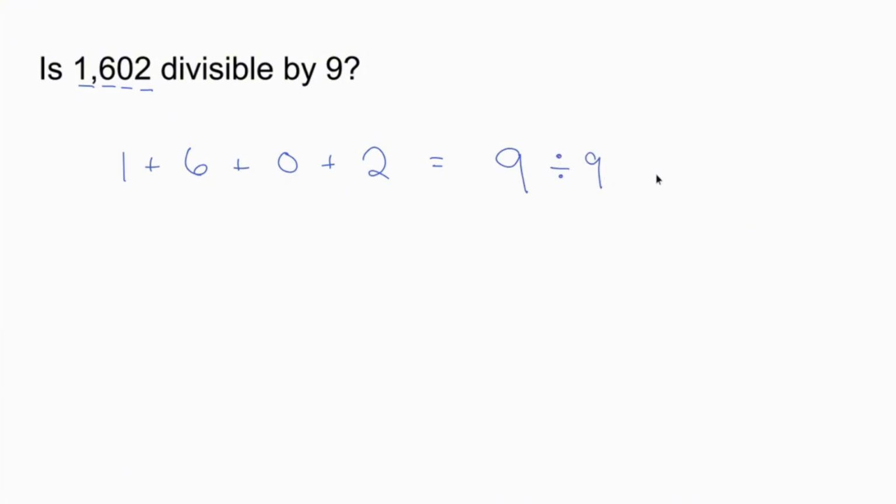So, what's 9 divided by 9? 1. So, since the sum of these numbers, 9, is also divisible by 9, we know that 1,602 is divisible by 9. So, is it? Yes, it is.